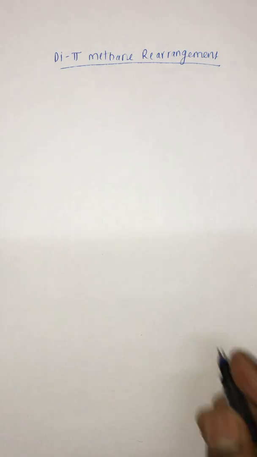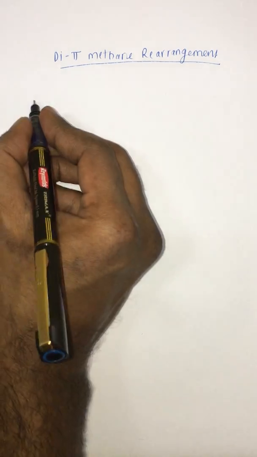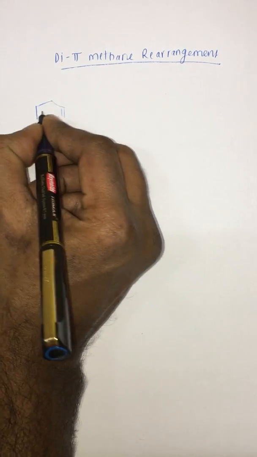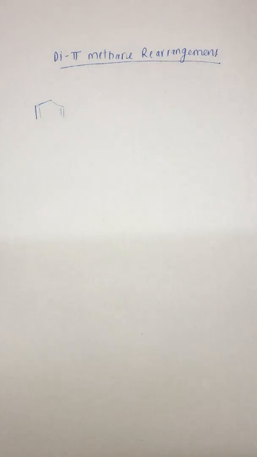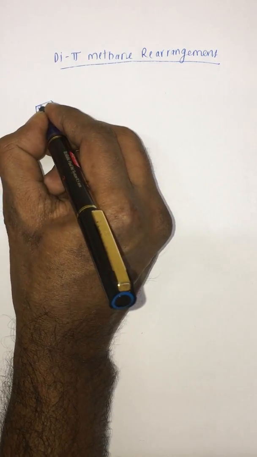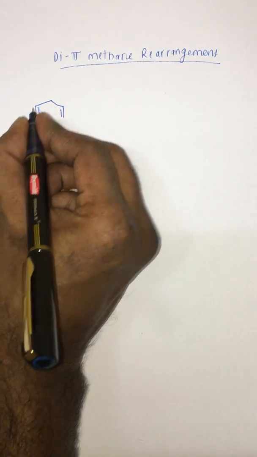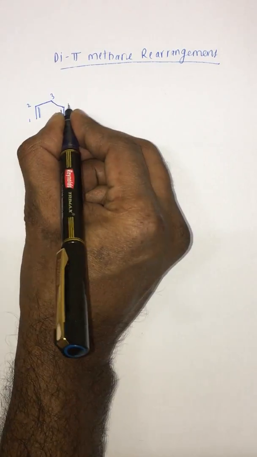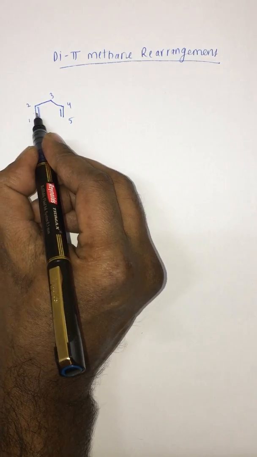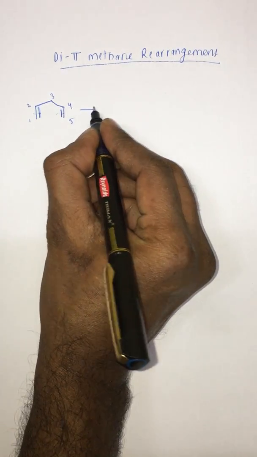So this is very important. So we'll see the mechanism for this. Just give numbering so that it will be very easy. If you don't give numbering, it will be very confusing. So first we'll do the homolytic cleavage of this one.